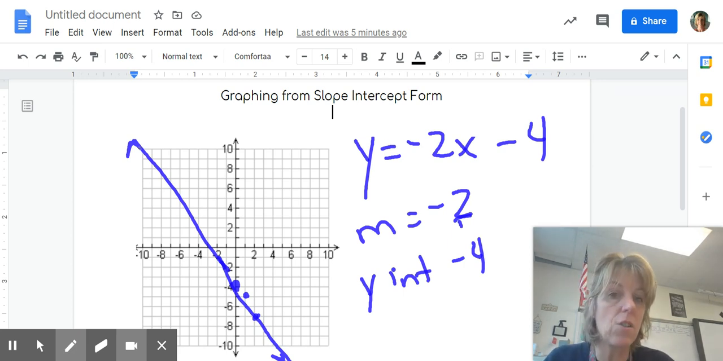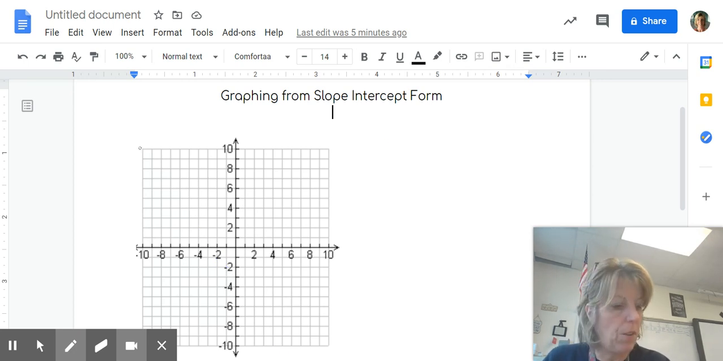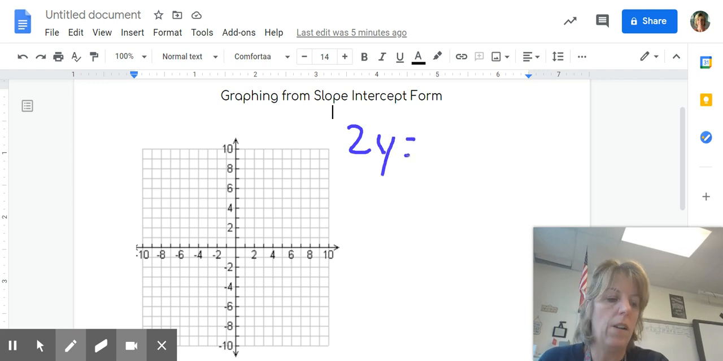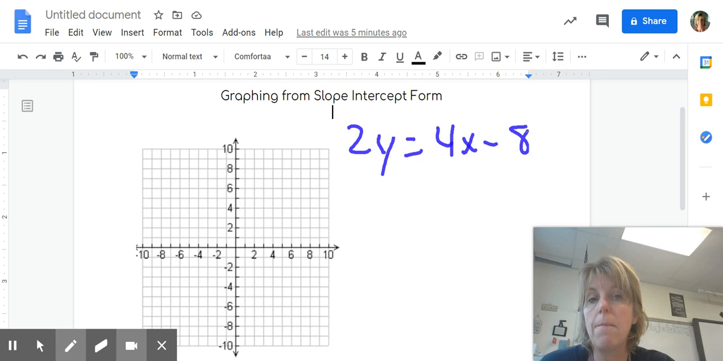Right, those are the straightforward, simple, easy ones to do. A couple of other little tweaks to look at to get familiar with it. What if I'm handed something like this? 2y equals 4x minus 8. Is that in our standard form like we usually like? It's not. So what do we need to do?